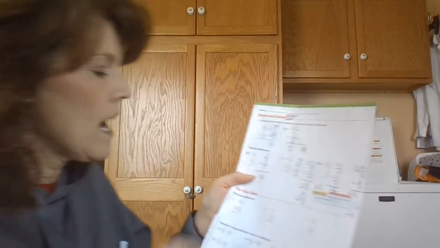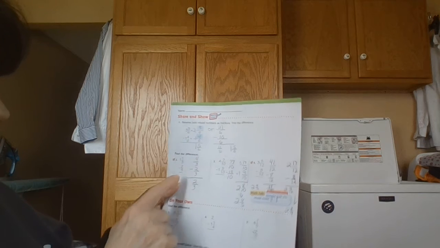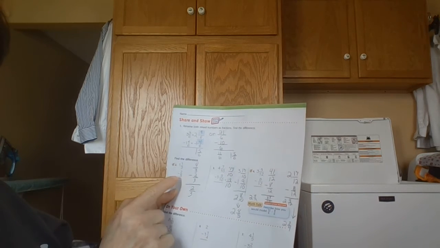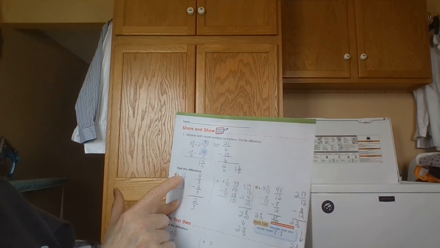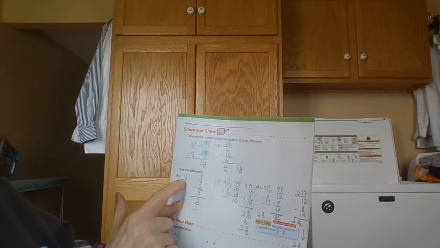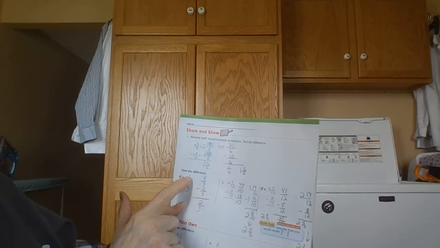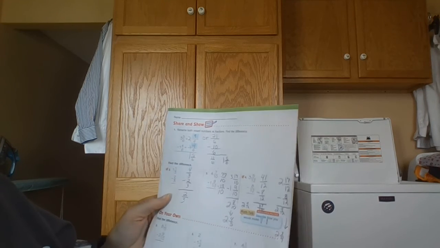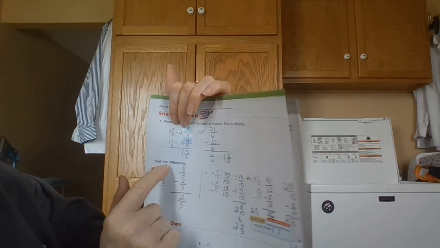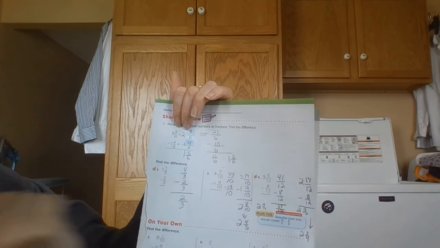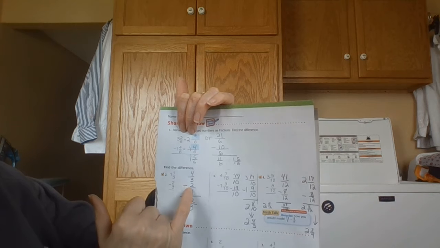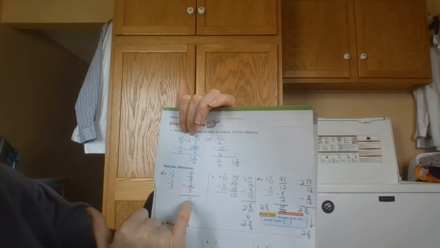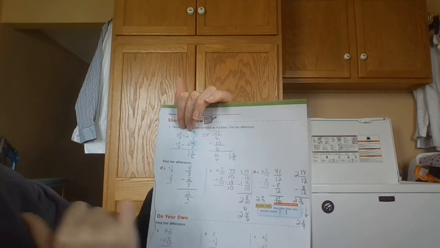Now, I would like to try number 2 for you. It's 1 and 1/3 minus 2/3. So we have to take 3 times 1 and add the 1 to get a 4. So 1 and 1/3 becomes 4/3. 4/3 minus 2/3 becomes 2/3.